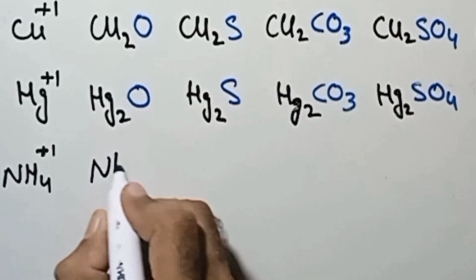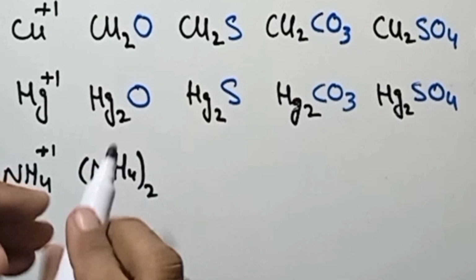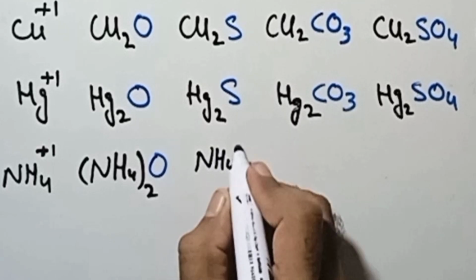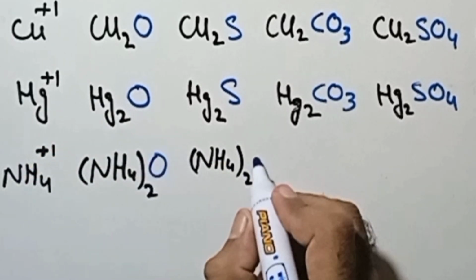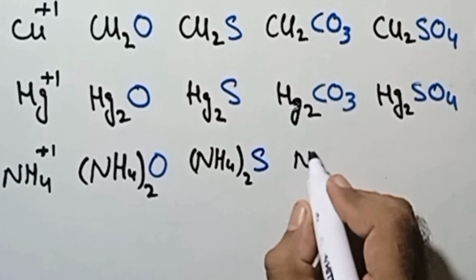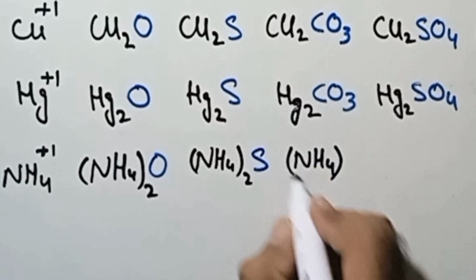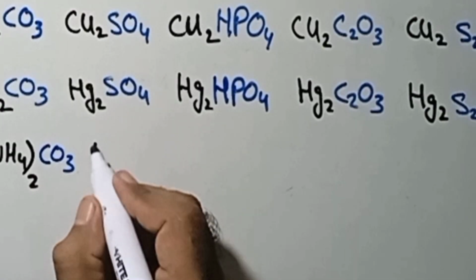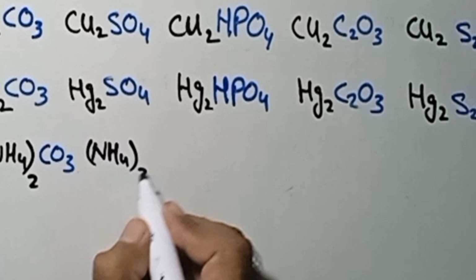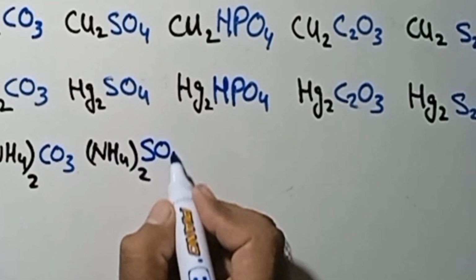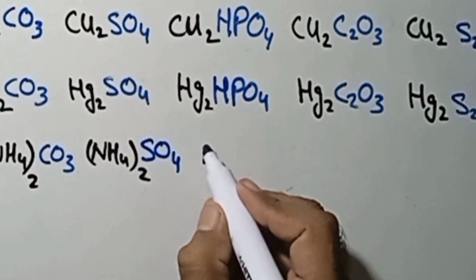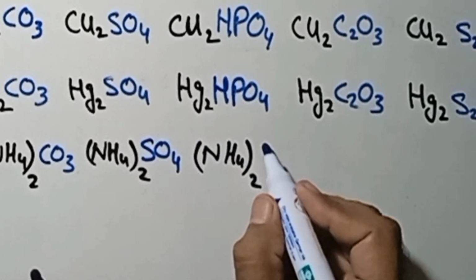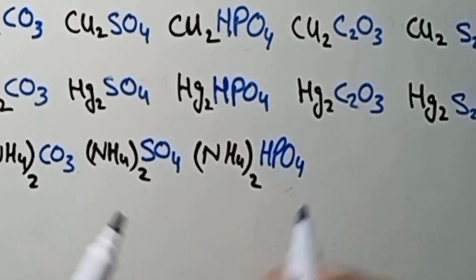Ammonium, (NH4)2O, ammonium oxide. (NH4)2S, ammonium sulfide. (NH4)2CO3, ammonium carbonate. (NH4)2SO4, ammonium sulfate. (NH4)2HPO4, ammonium biphosphate.